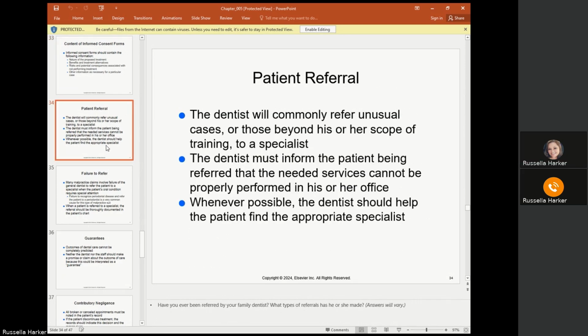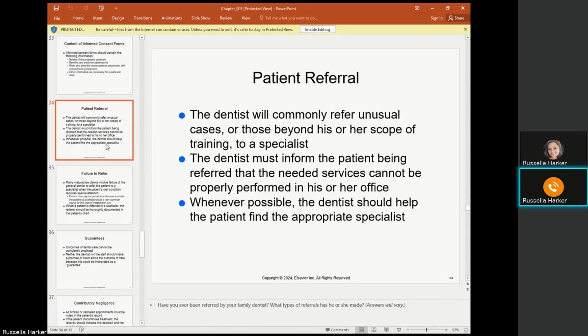Dentists usually refer a patient who has a dental case or a medical condition beyond their scope of expertise. The dentist must inform the patient that the needed treatment cannot be performed properly at their office and that the service of a specialist is required. And then the dentist should help assist the patient in finding the appropriate specialist. And typically the doctor will give them one or more referrals to a specialist with a name and phone number.